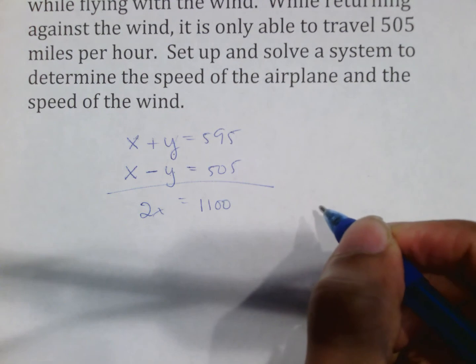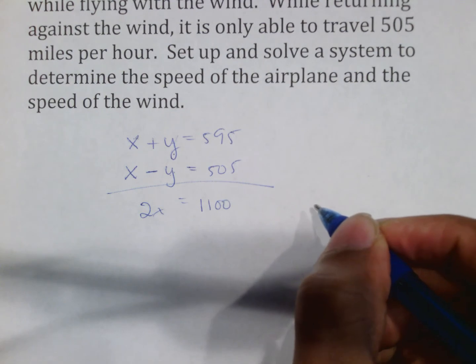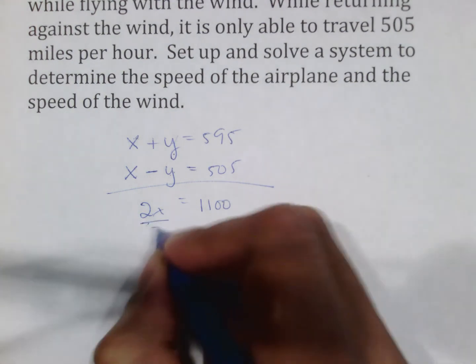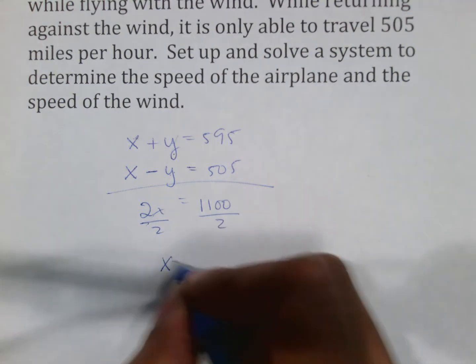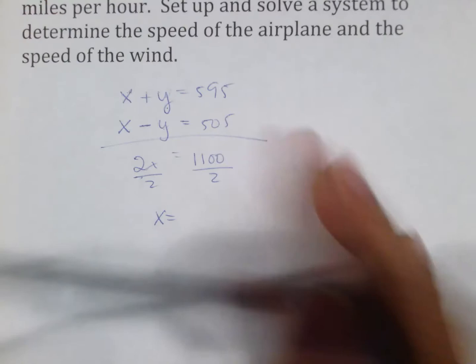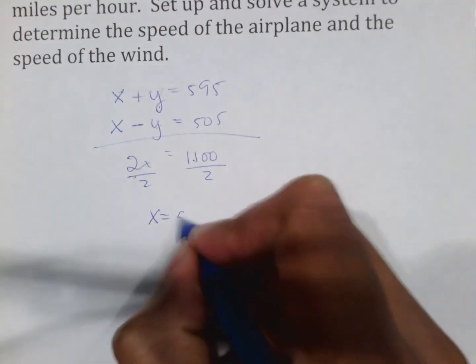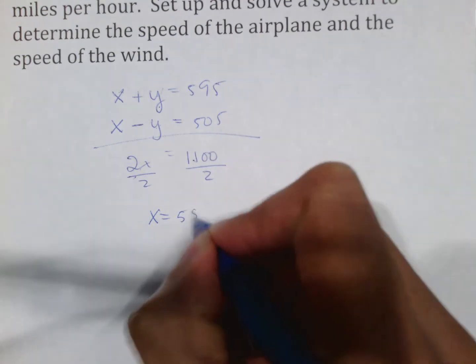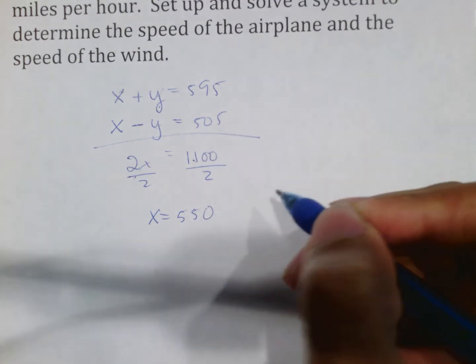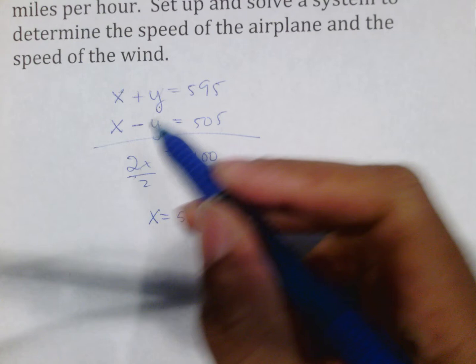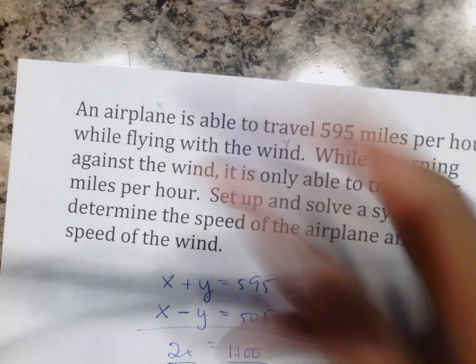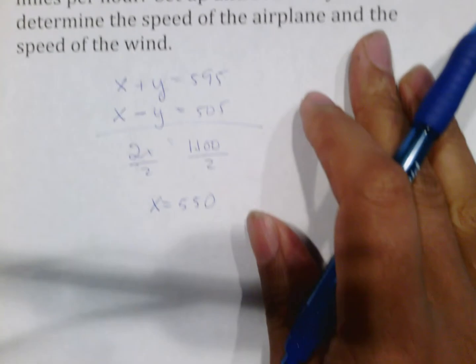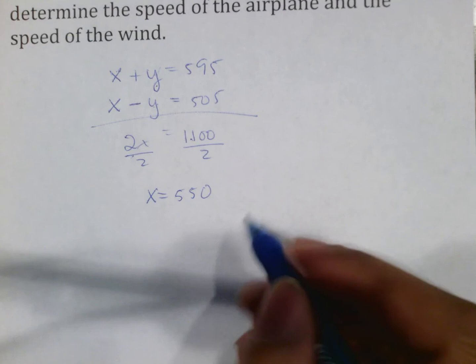I don't have my calculator with me right now. And then from that, you divide both sides by 2, and you end up with x equaling 550. So x, representing the speed of the airplane, as I marked here on my paper, means that the airplane is traveling 550 miles per hour.